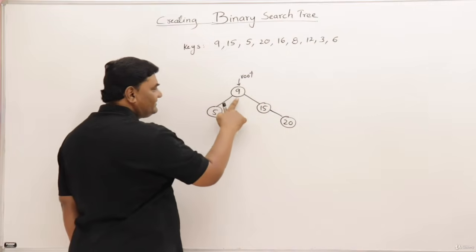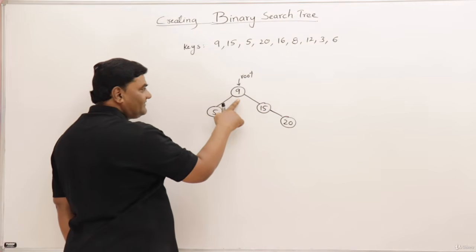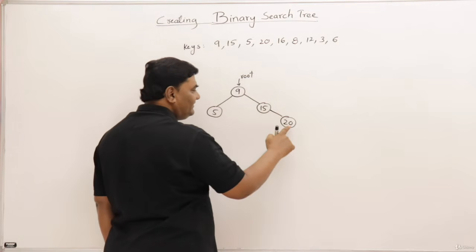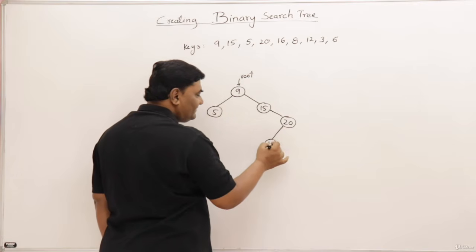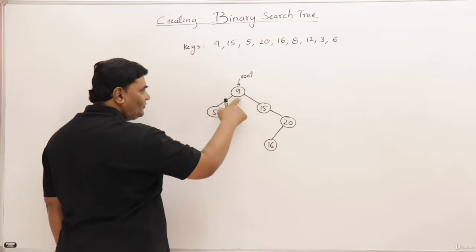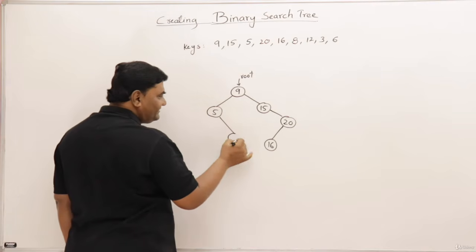Then 16. Start from root. 16 is greater than 9. Yes. So go to right side. 16 is greater than 15 also. Yes. Go to right. 16 is less than 20, so insert it on the left hand side. Then 8, start from root. 9, that 8 is smaller, so come to this left side. Left side 5, 8 is greater than 5, so insert it as a right child.